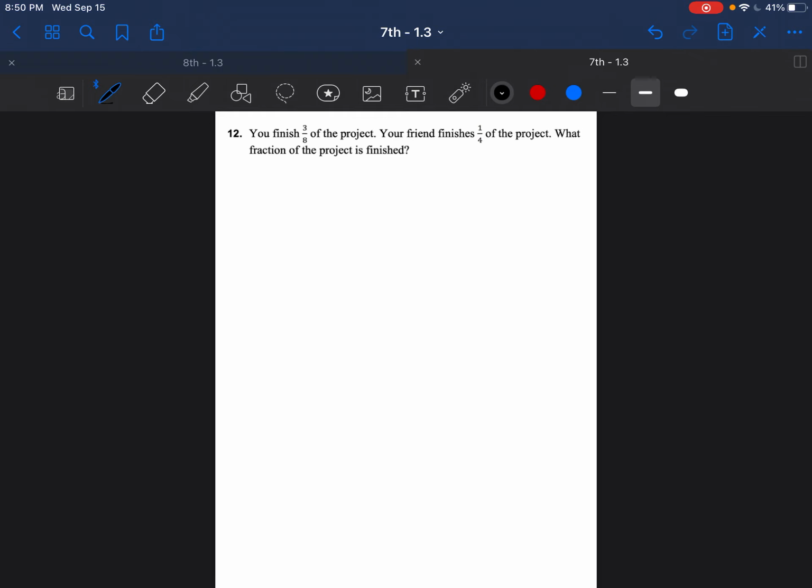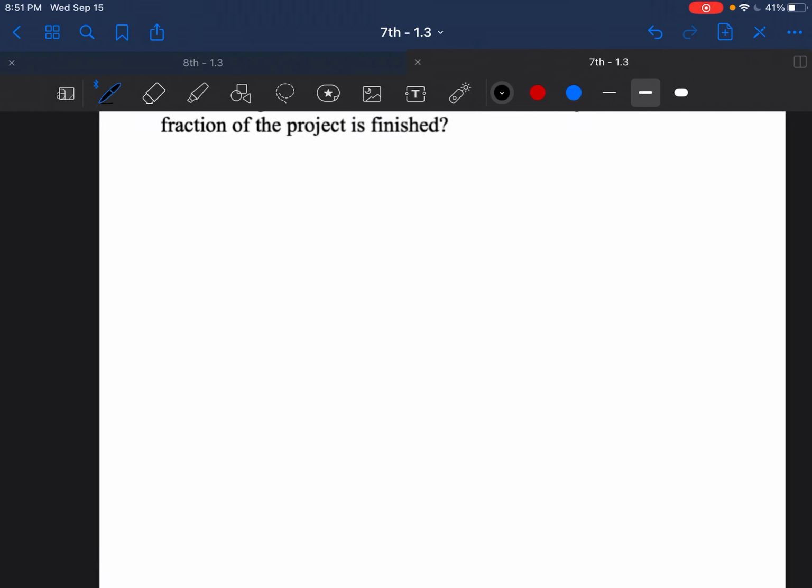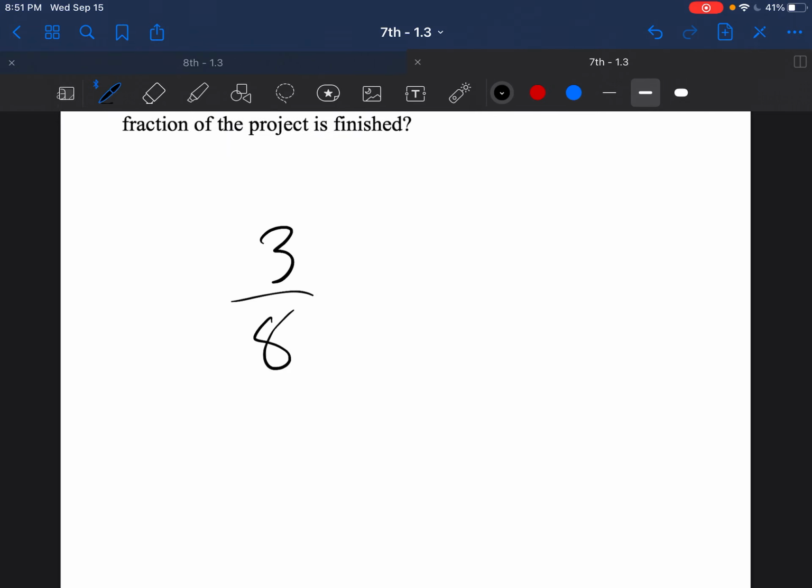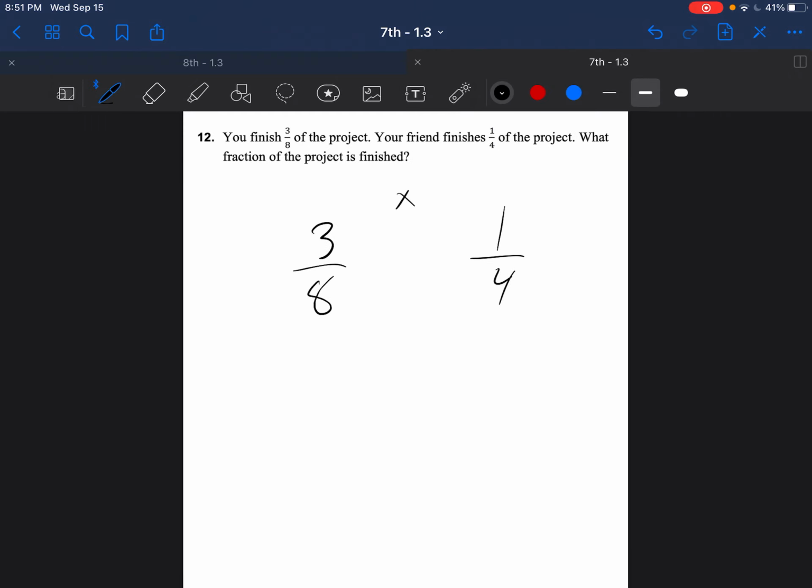Number 12. Again, try to imagine it and see if you can figure it out. It says you finish 3/8 of the project. Your friend finishes 1/4 of the project. What fraction of the project did you finish? Well, we have a 3/8 and then 1/4. Well, what do I do? Do I add? Do I multiply? Do I divide? Do I subtract?